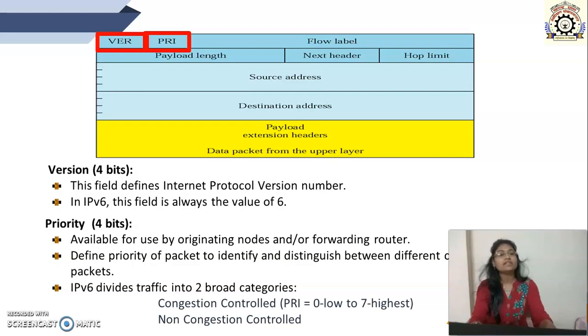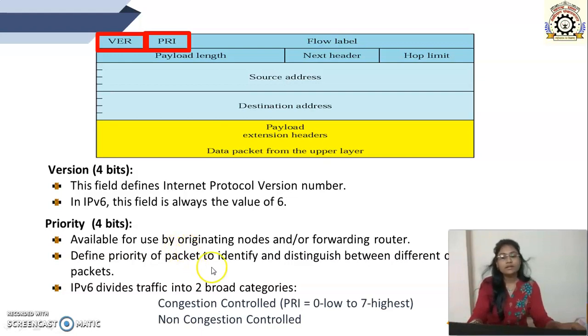Priority again has the size of 4 bits and this field is used by the originating node, meaning the source, and also by the intermediate router between the source and destination. This field is used by the source to define the priority of that datagram, the priority of the packet. Depending on the priority of the packet, the intermediate router will take the decision whether to forward the packet with the highest priority or with the low priority. In case of congestion, this field is very important and is used by the router.